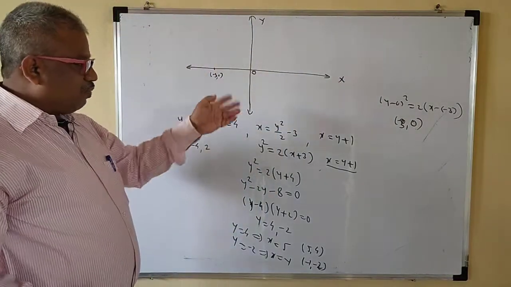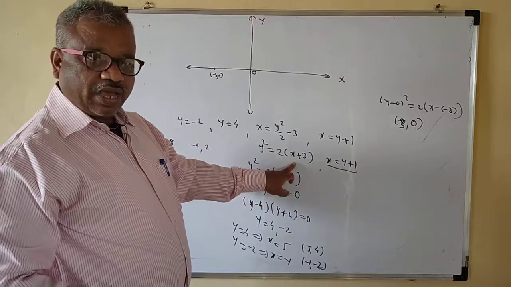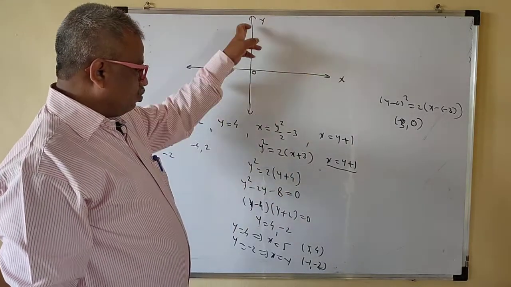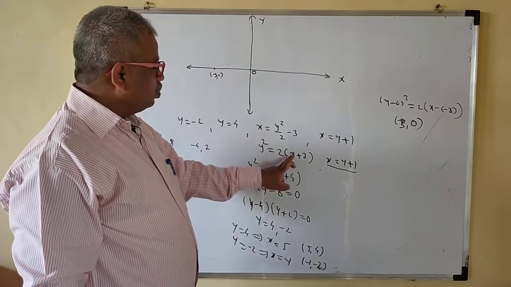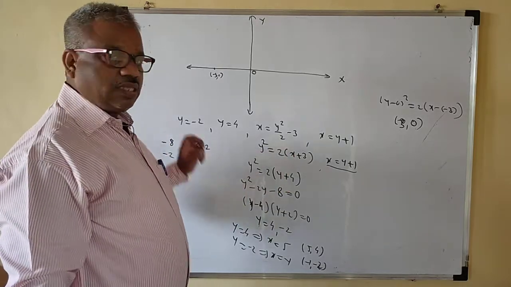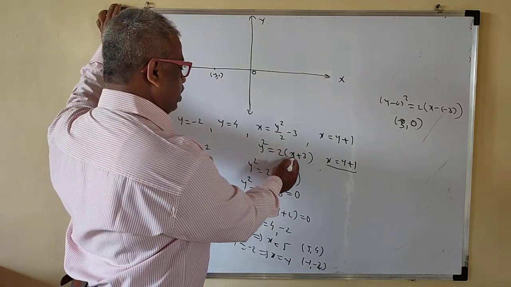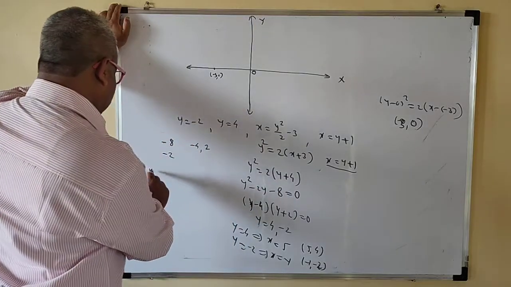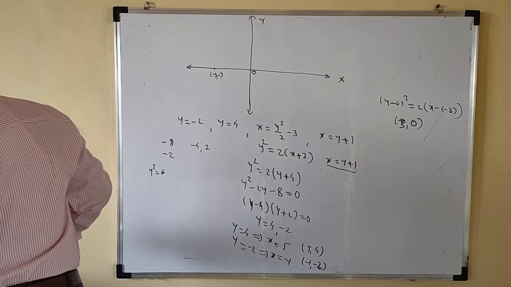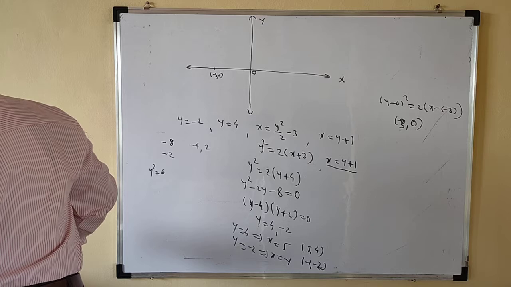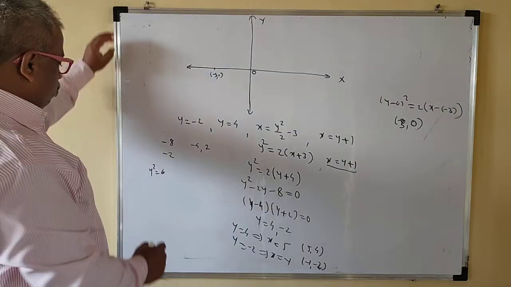Right? So now see this parabola, where it intersects the x axis and where it intersects the y axis. Okay? So this is your parabola. For the y intersect, you have to put x is equal to 0. If you put x is equal to 0 here, then y square is equal to 6. So y is equal to the root of 6.